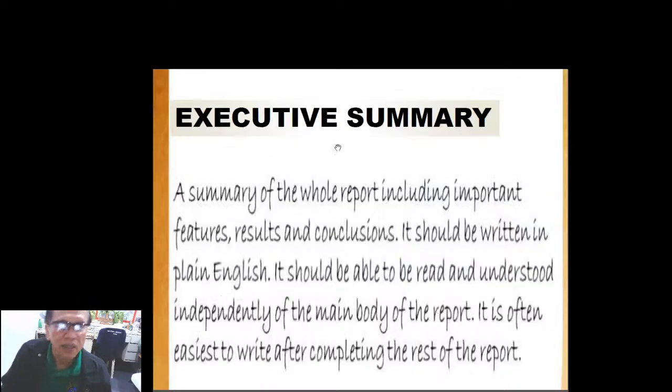Okay? Executive summary. A summary of the whole report, including important features, results, and conclusions. It should be written in plain English. It should be able to be read and understood independently of the main body of the report. It is often easiest to write after completing the rest of the report. So, magagawa mo itong executive summary pagka matapos mo na yung buong report.